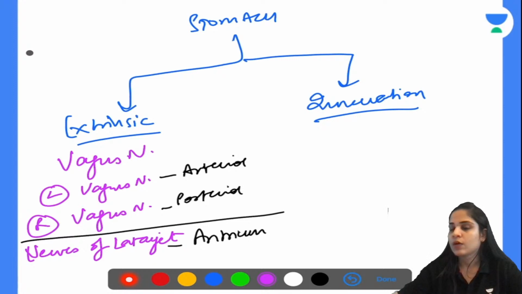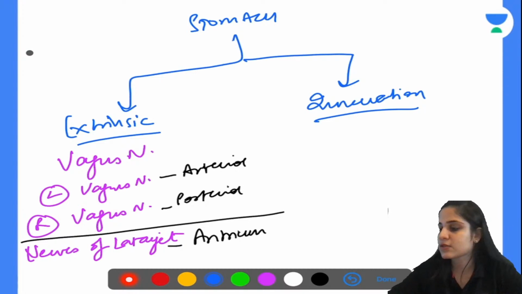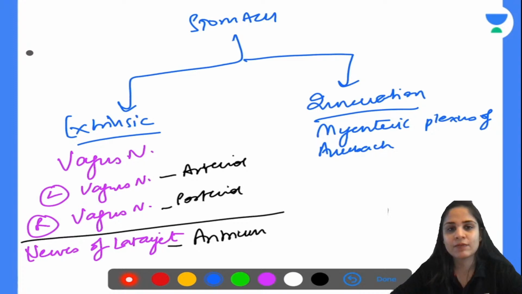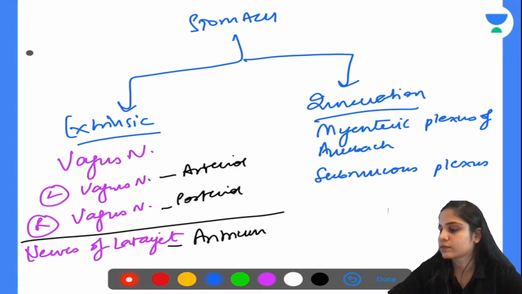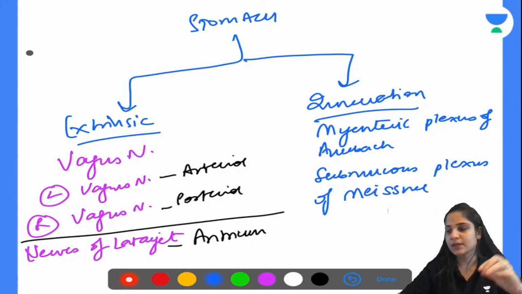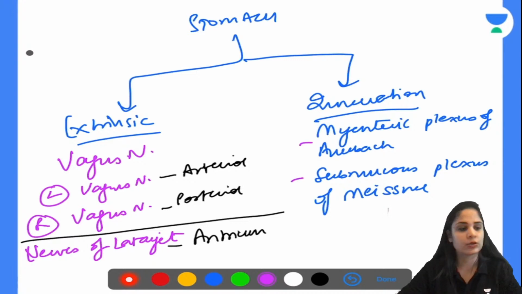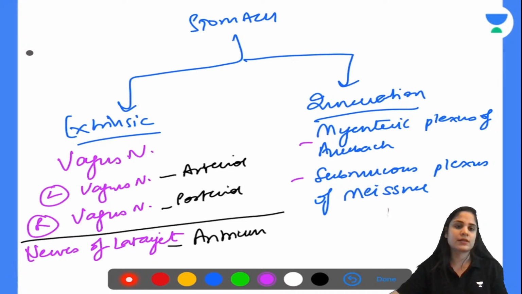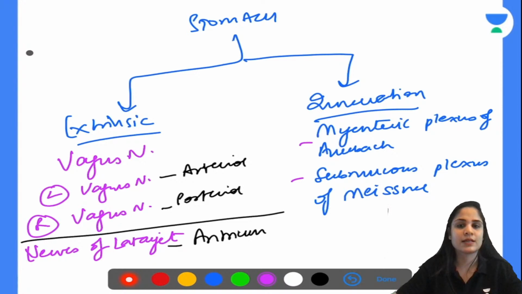All right. Now, what about the intrinsic innervation of the stomach? Intrinsic innervation means that in between the muscles there will be a plexus of nerves. This plexus of nerves has two names. One is called the myenteric plexus of Auerbach, and the second one is the submucous plexus of Meissner. They are present throughout the muscularis of the stomach. So that is the intrinsic innervation of the stomach that you need to know. In your exam, they will directly ask you what the intrinsic innervation of the stomach is, and you just need to answer Auerbach and Meissner.